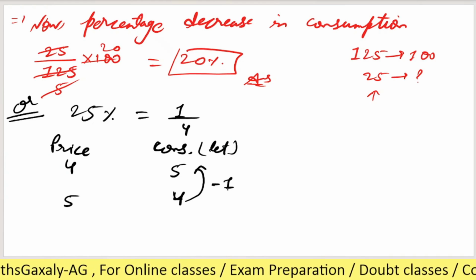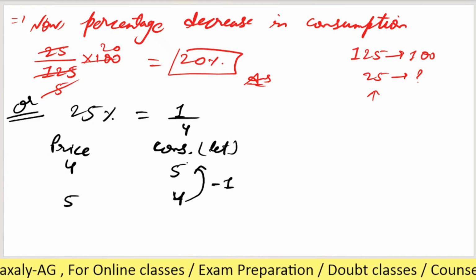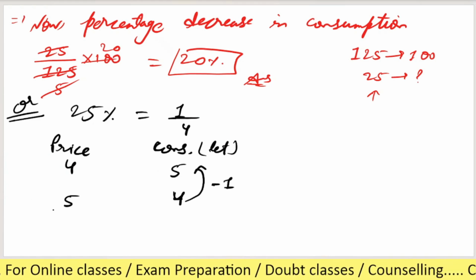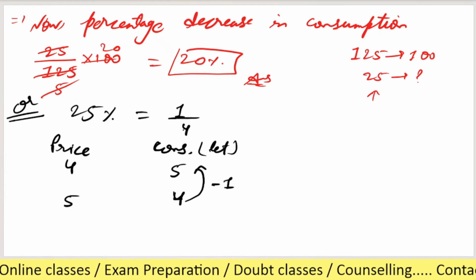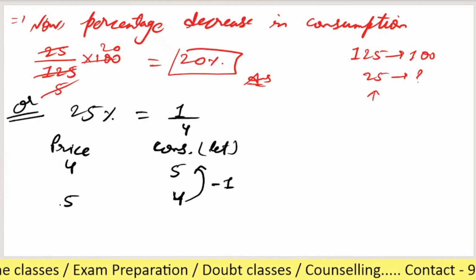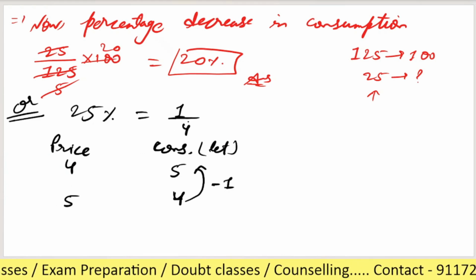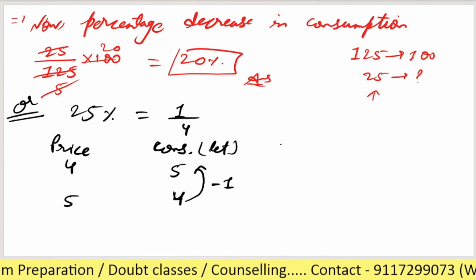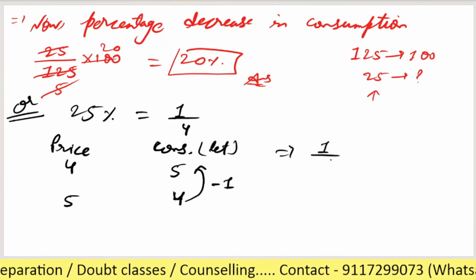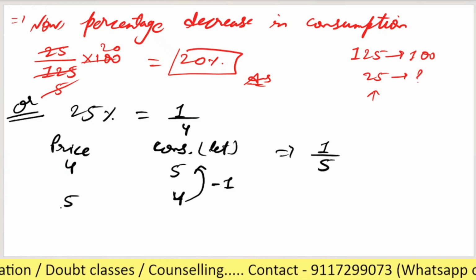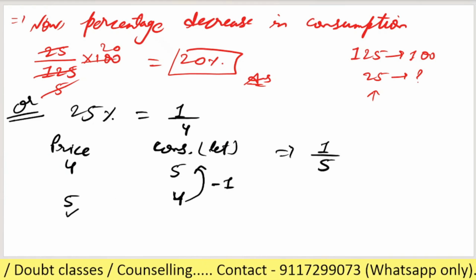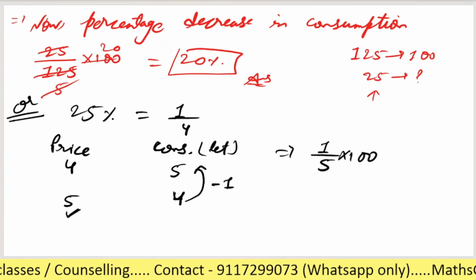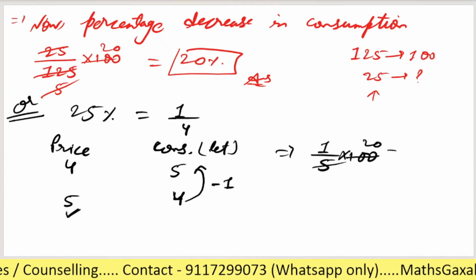When the price was 4, the consumption was 5 units. Now reverse it. When the price increased, it became 4 plus 1, 5. So we have to reduce the consumption. It will be 4. So this is 1, and this reduction is on the 5. This reduction is on 5, the new price. Is it clear? Multiply by 100, then this will be 20%.